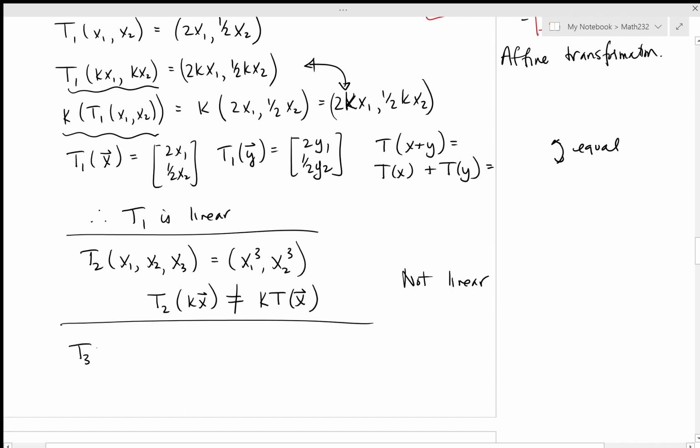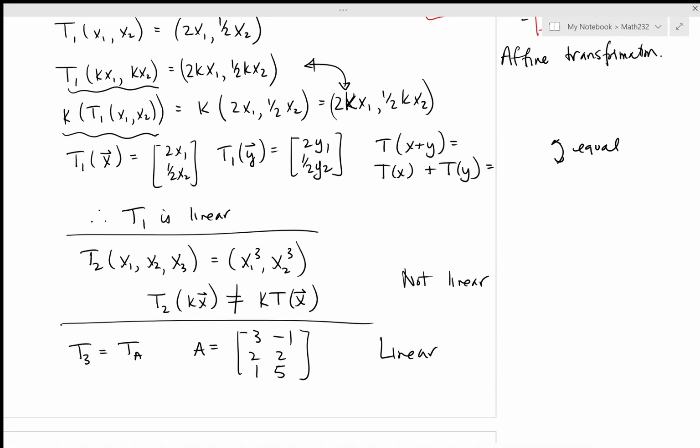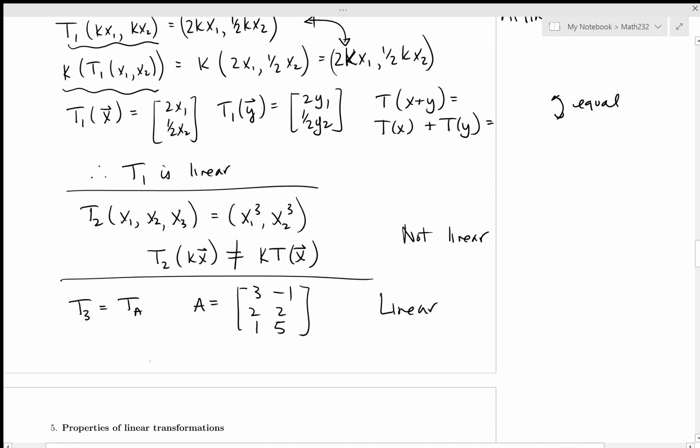T3 was the matrix transformation, where we had the matrix A defined in this manner here: 3, -1, 2, 2, 1, 5. As we're going to see, this is linear. All transformations defined by matrices are linear. So why don't you go ahead and check that? Check the two conditions.